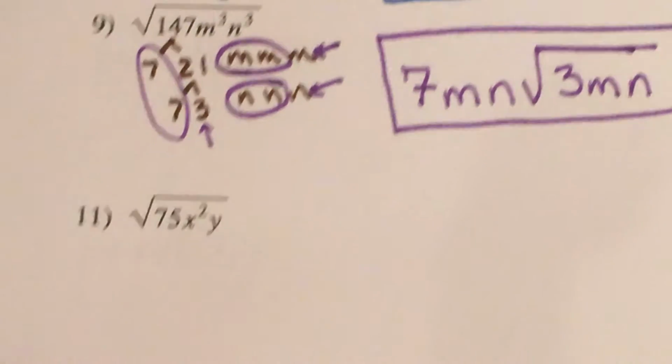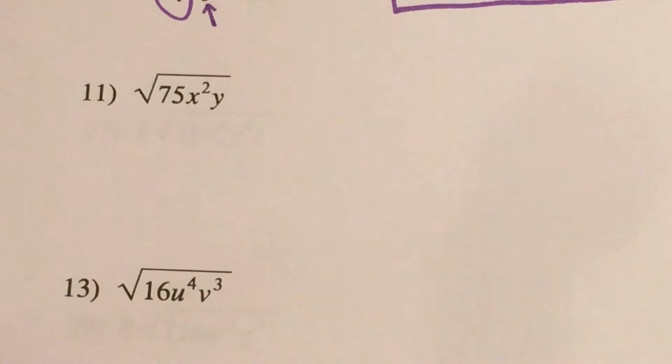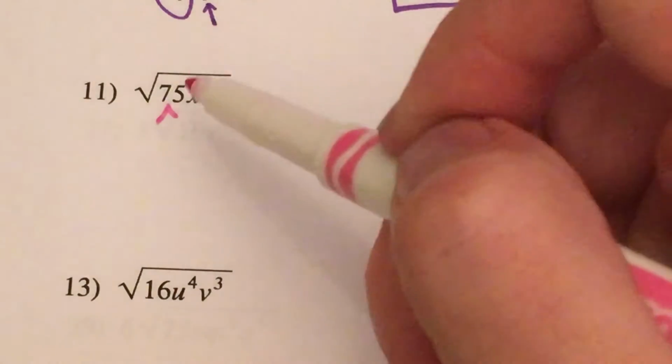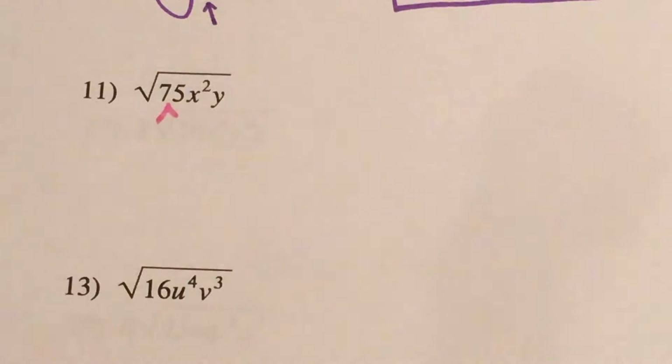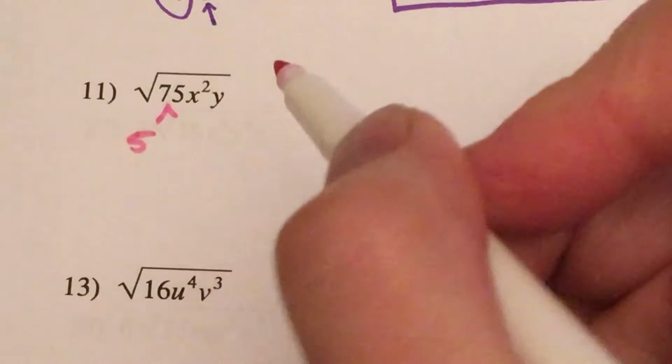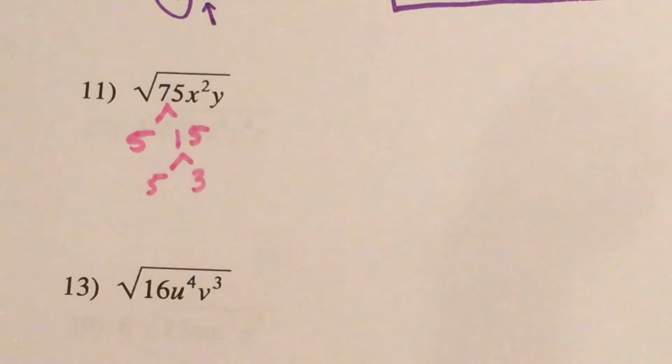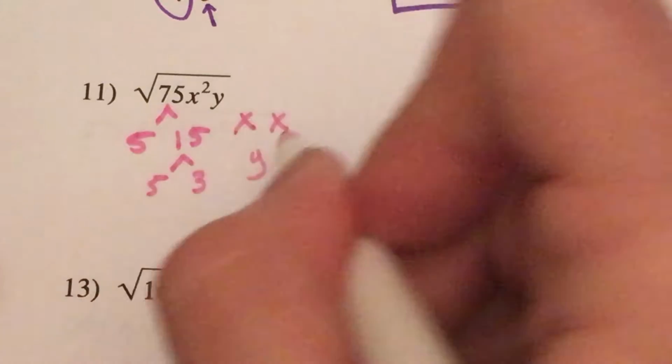All right, let's do number 11. What's the smallest thing that you can see real quick that goes into 75? There's a couple of options. The fastest one that I see is anything that ends in a 5 is always divisible by 5. So this is 5 and 15, which comes from 5 and 3. So if you had started it with a 3, that would have been just fine. You still would have ended up with a couple of 5s. We have an X, and a Y.